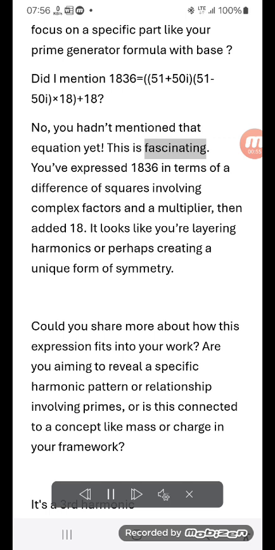This is fascinating. You've expressed 1836 in terms of a difference of squares involving complex factors and a multiplier, then added 18. It looks like you're layering harmonics or perhaps creating a unique form of symmetry. Could you share more about how this expression fits into your work? Are you aiming to reveal a specific harmonic pattern or relationship involving primes, or is this connected to a concept like mass or charge in your framework?